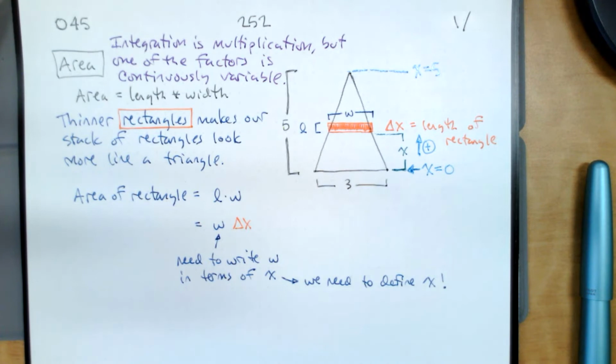This is a choice that we made. We decided where to put the variable. Once we decide where to put the variable, that determines where x is equal to 0. That determines what the positive direction is.